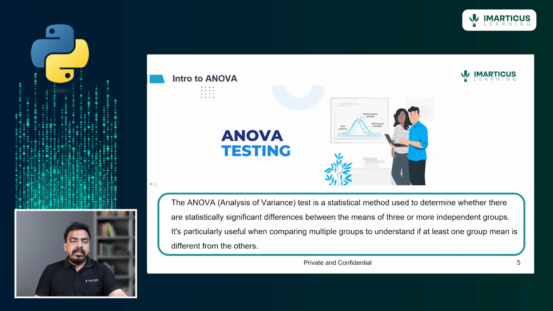So, introduction to ANOVA test. ANOVA test is nothing but an analysis of variance test. It is a statistical method used to determine whether there is a statistically significant difference between the means or not. It is used when there are 3 or more independent groups, or we call them classes. It is particularly useful when comparing multiple groups to understand if at least one group has a significant difference or not.